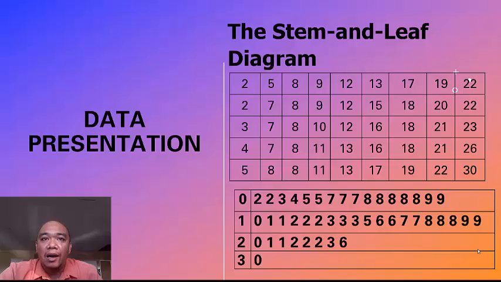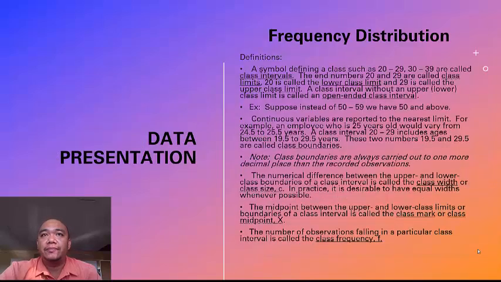For example, we have the first entry 2, and 2 is written as 02. And then the last number, the highest number, is 30. We write 30 as 3 as the stem and 0 as the leaf. So this is how a stem and leaf display diagram is created.